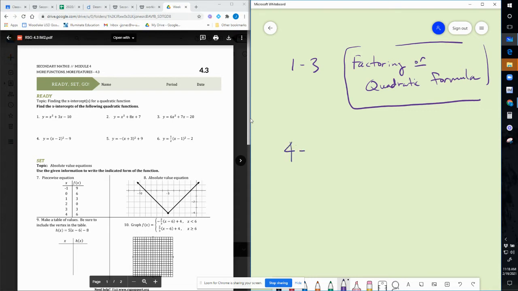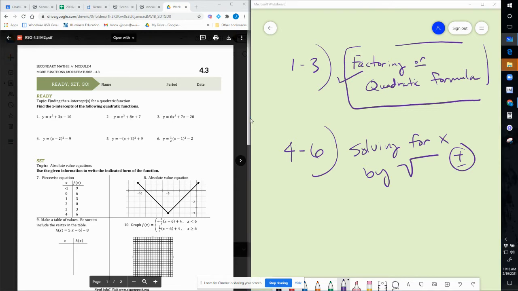All right, 4 through 6, you're not doing either one of those methods, right? They're all in vertex form, so you're just solving by taking square roots for x by square rooting, okay? So pretty much you're just solving it the same way you would any other equation by isolating x, but don't forget to plus or minus, right? Don't forget to plus or minus.